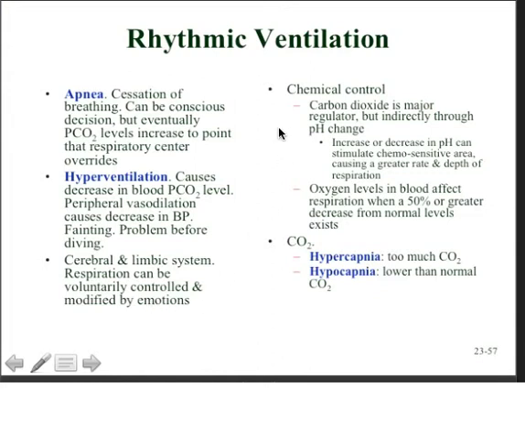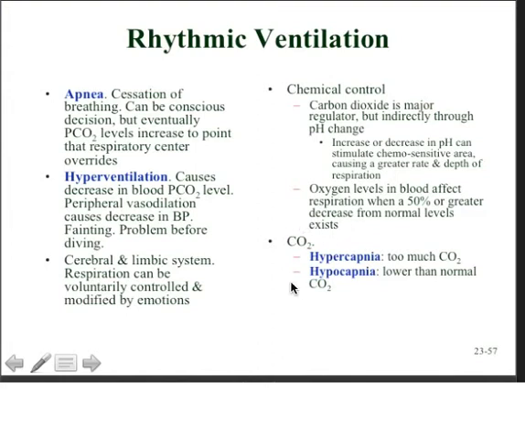How does chemical control play into this? Well, we kind of already touched on this. CO2 is the major regulator, but indirectly through pH change. Again, an increase or decrease in pH will stimulate chemosensitive areas, causing a greater rate and depth of respiration. Obviously, you can sort of tease out how this would work. As the pH drops, the respiratory rate and the depth of breathing increase. As the pH goes up, the reverse happens. Okay. Oxygen levels in the blood affect the respiration when there's a 50% or greater decrease from normal levels.